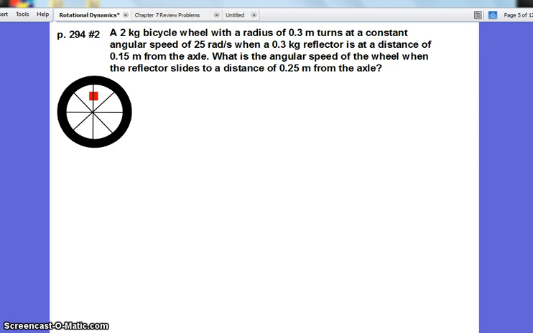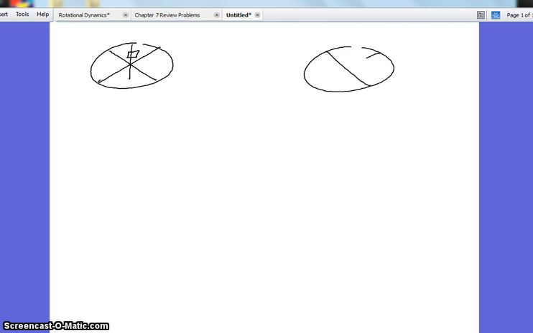This is a conservation problem, so whenever we have a conservation problem, we want to draw a picture of what it looks like before and after, and write our givens according to our conditions before and after. So here is the wheel before, where the reflector is closer, and after, where it's further away. We have two objects, and for each object we'll write the mass and radius. Mass of the wheel was 2 kilograms and its radius was 0.3 meters.